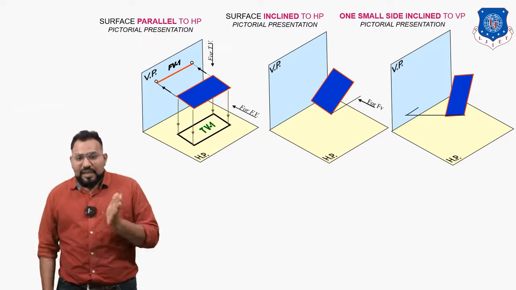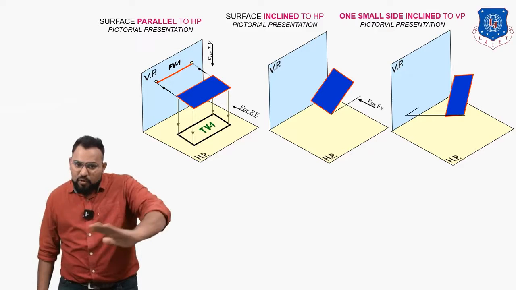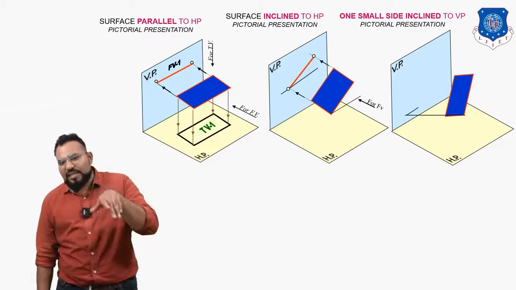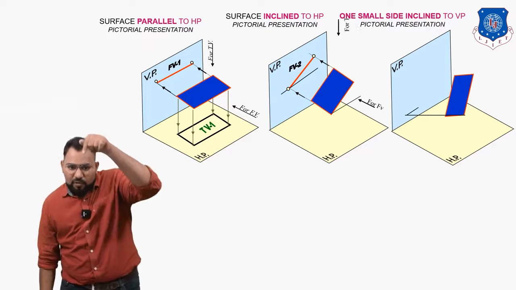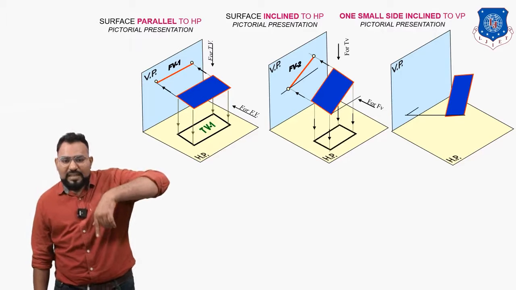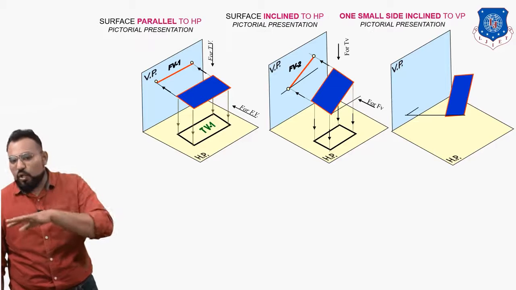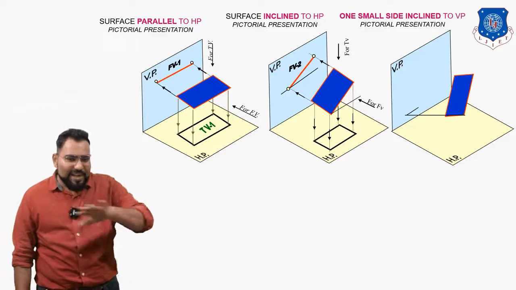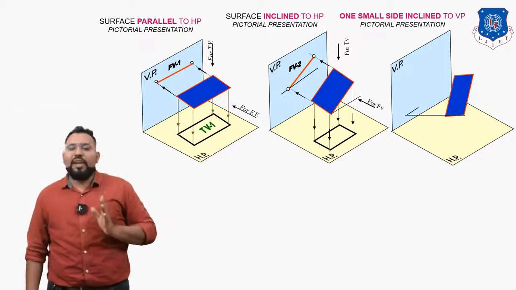Now come on to the second pictorial presentation and take projection on VP and HP. In VP, you will get a projection something like this, one inclined line. In the top view, take the projection in HP like this, and you will get a plane surface. But this is not a true shape. Why? Because this surface is inclined to HP. So in HP you will not get a true shape. If it is not a true shape, we say it is an apparent shape.